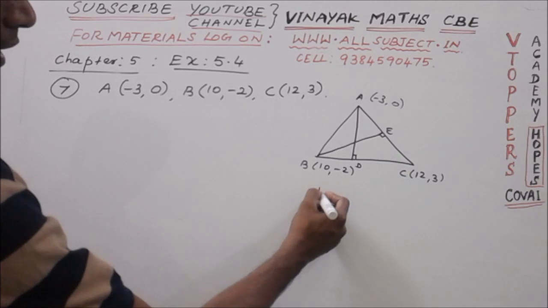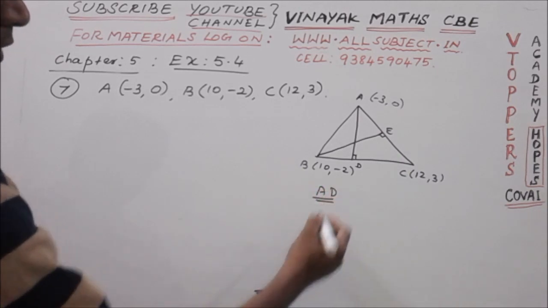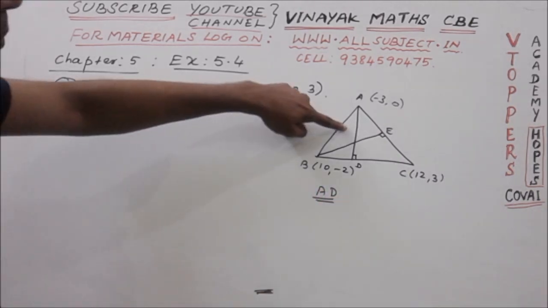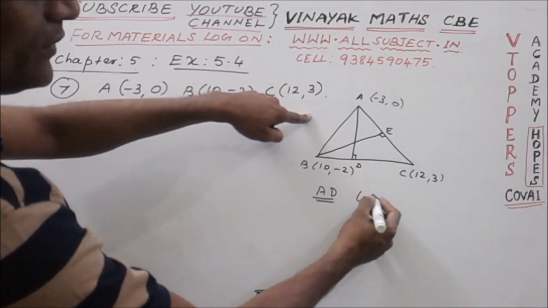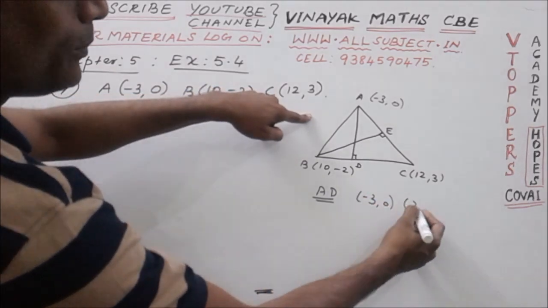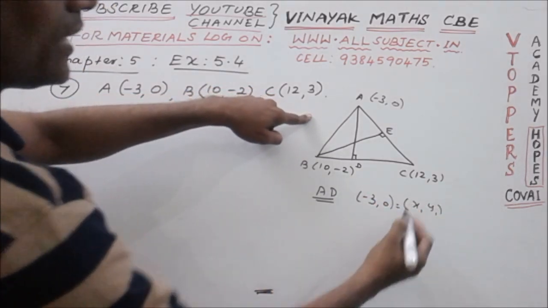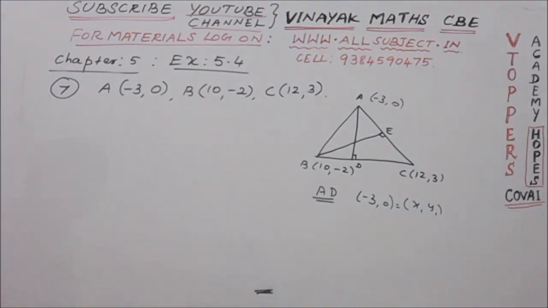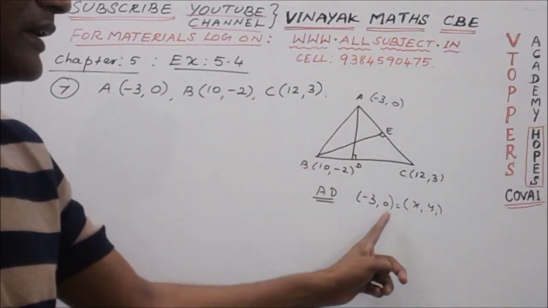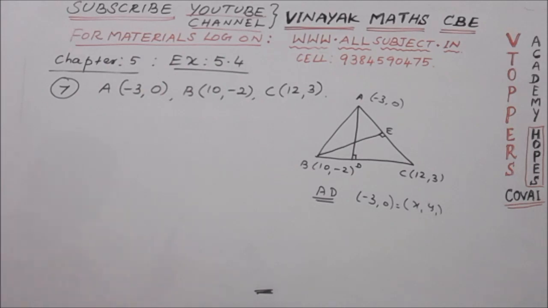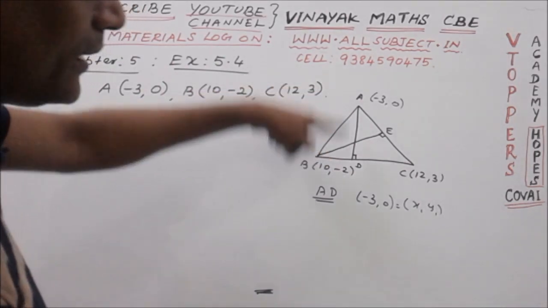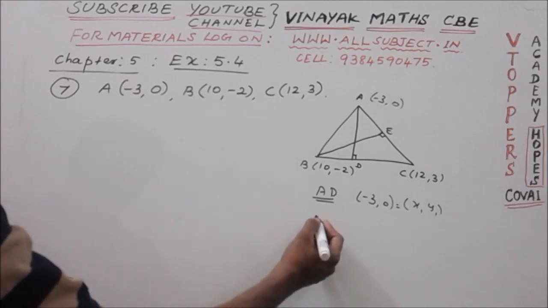To find the equation of AD, look here. It passes through minus 3, 0. So there is a point we have. The altitude passes through A. Therefore, the point is minus 3, 0. We have one point, and we need the slope of this AD.